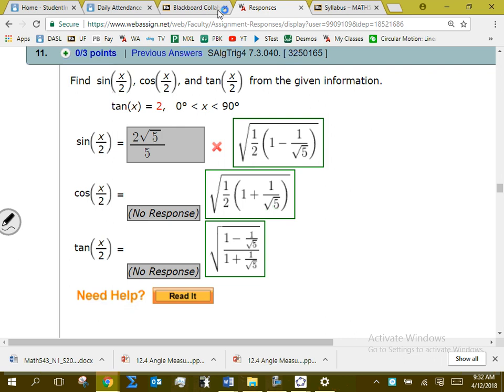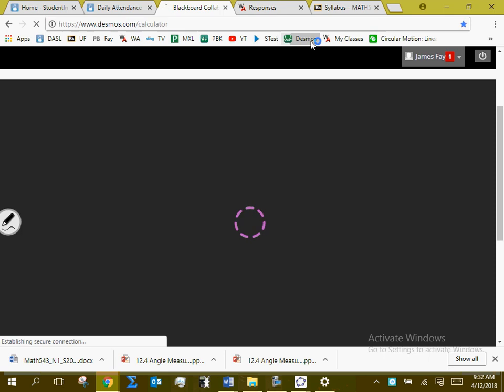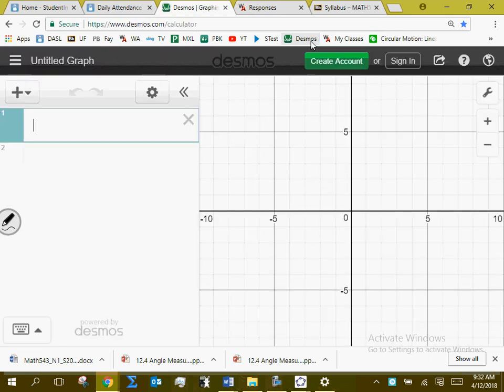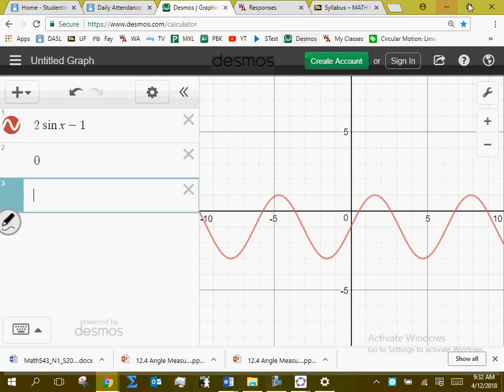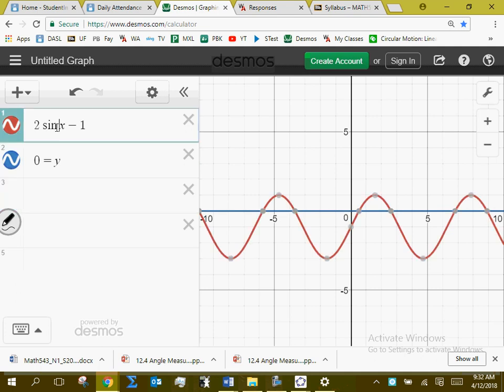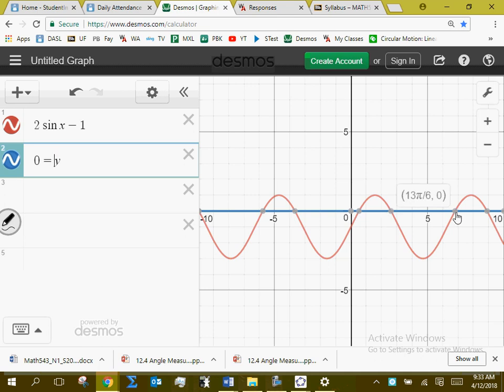Using Desmos, guys, is actually a useful thing here. Now, in regards to using Desmos, let me preface it, if you don't have the supporting work, I'm not going to give you credit, but if I type in 2 sine of x minus 1 and y equals 0, and I just click on that curve and that curve, you see these dots, right? What's really nice about that? Gives me all my answers, doesn't it?